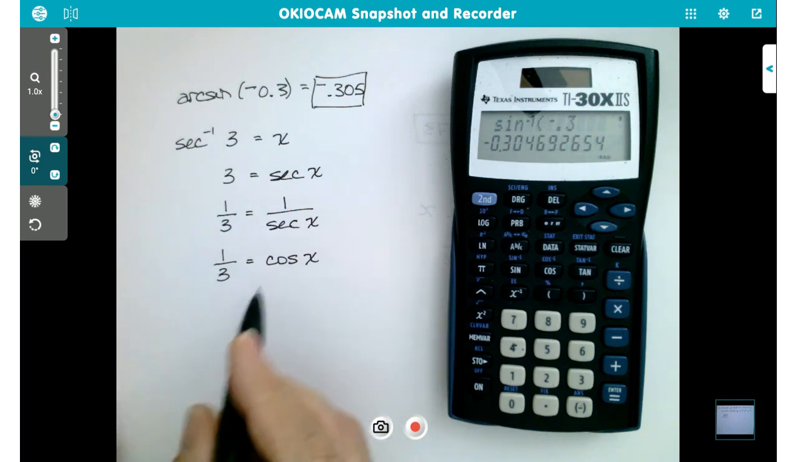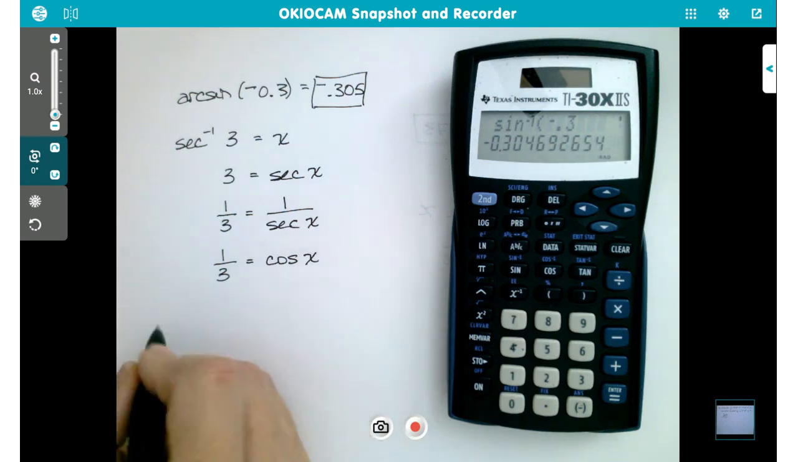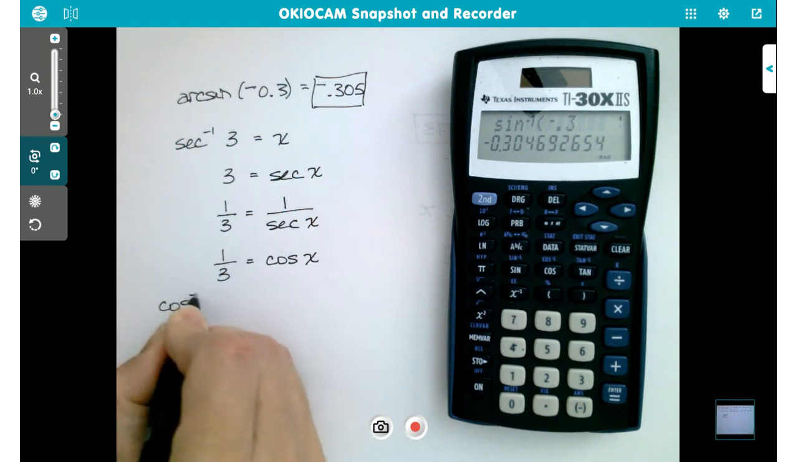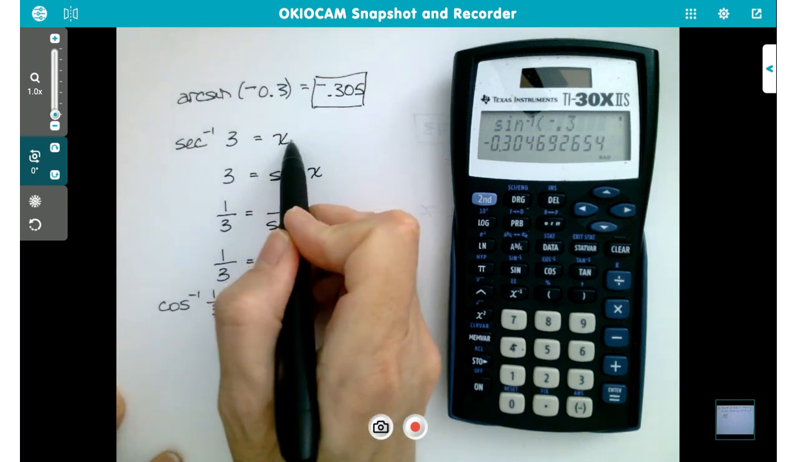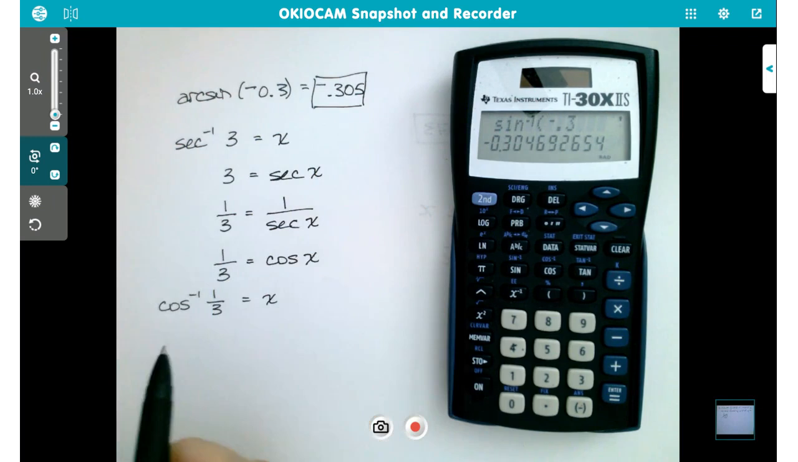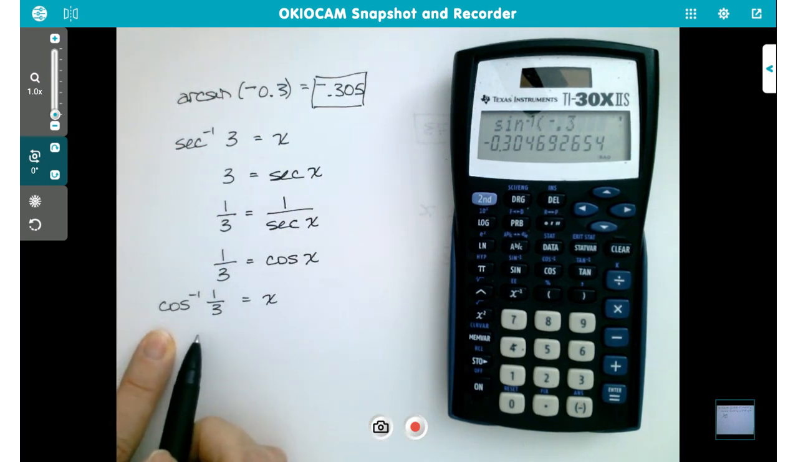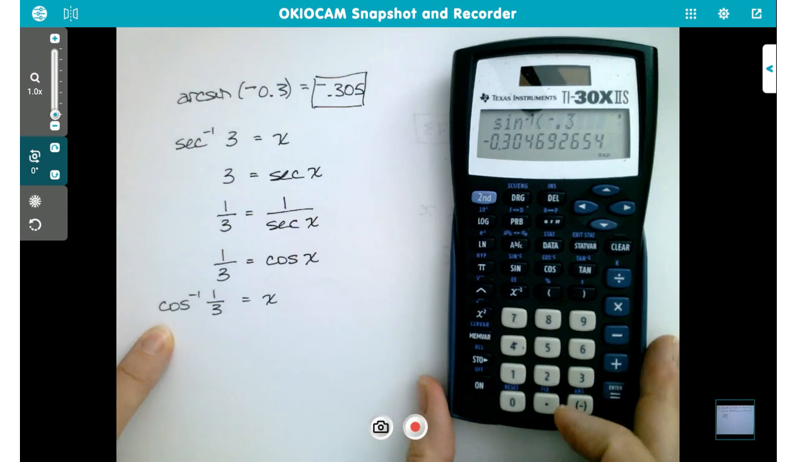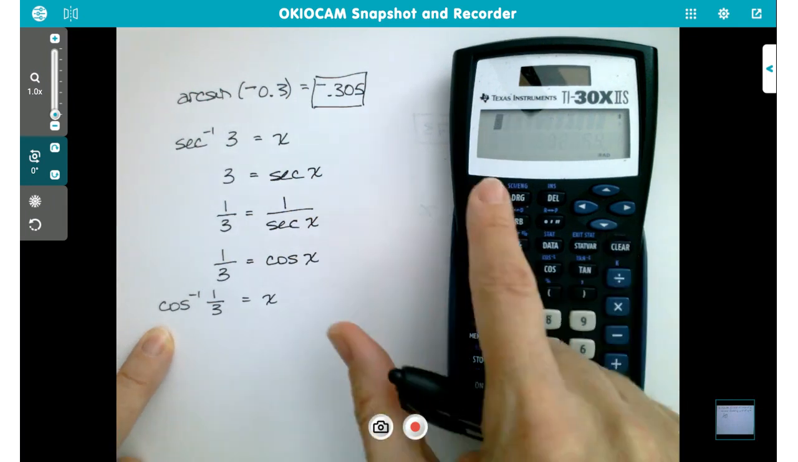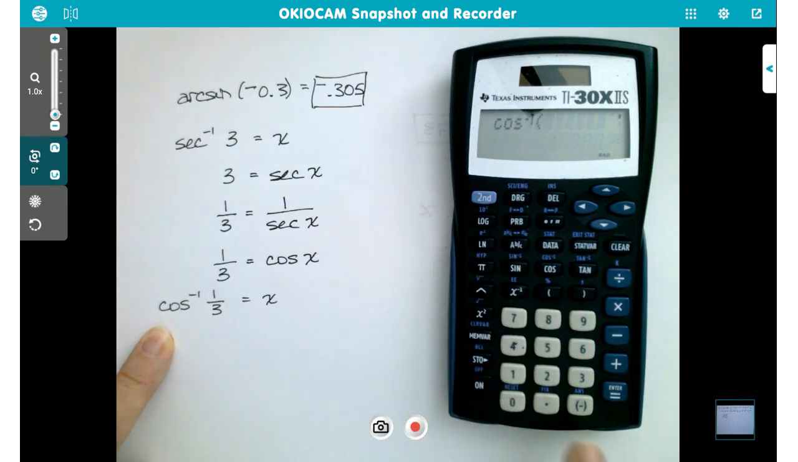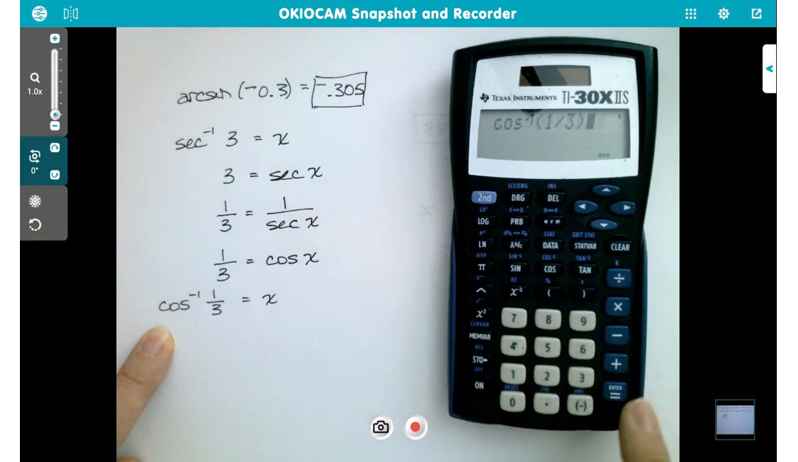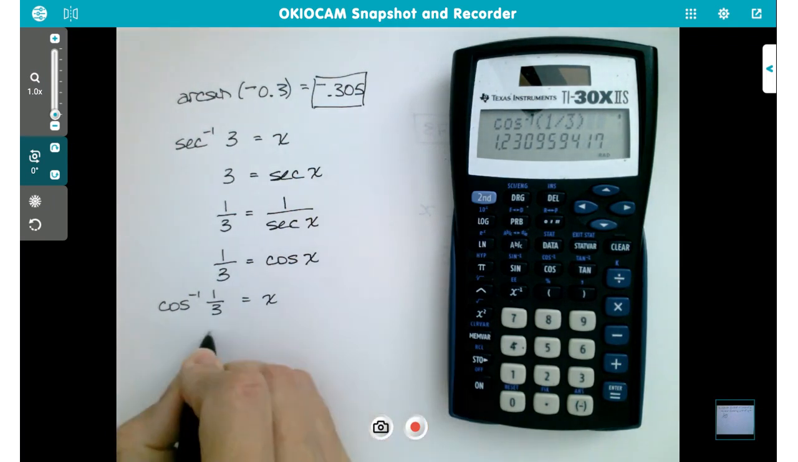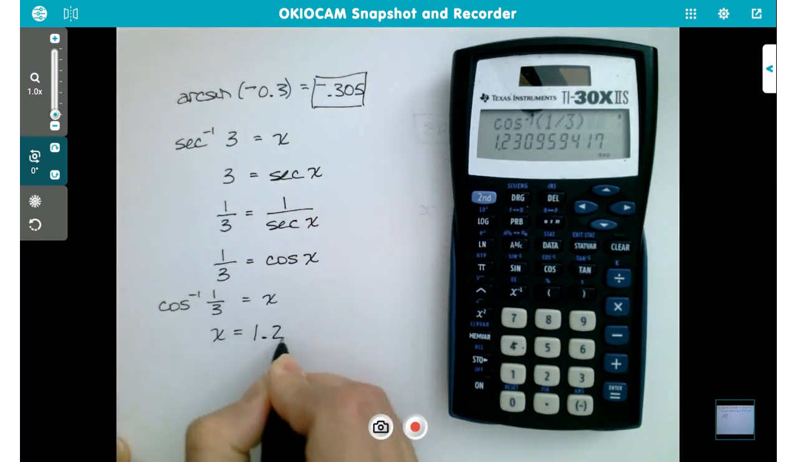We can think of putting an arccosine function on each side of this equation. So I get the arccosine of 1/3 is what I'm looking for. X hasn't changed. X is still the thing I'm looking for. But now I've written it in a way that I can actually use my scientific calculator to evaluate it. I want the inverse cosine of 1/3. 1/3 is 1 divided by 3. And there it is, 1.231. And that's in radians.